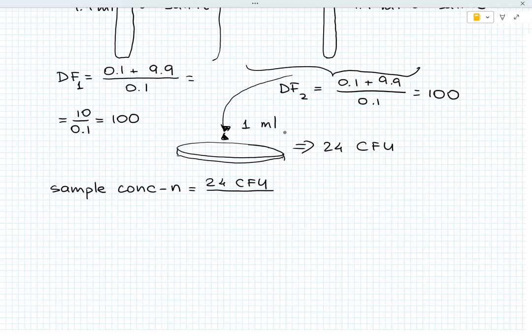Okay? So this 24 colony forming units came from 1 milliliter. And now what do we do with two dilution factors? We multiply them. So we multiply 100 by 100. Okay? And that gives you 240,000 colony forming units per ml.